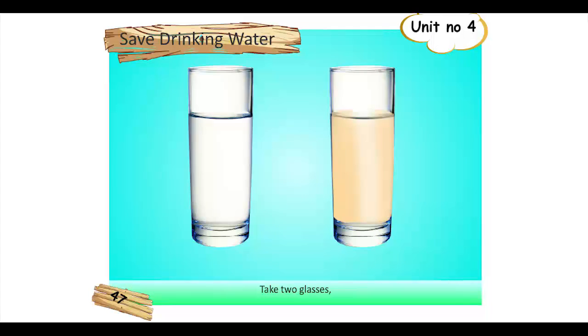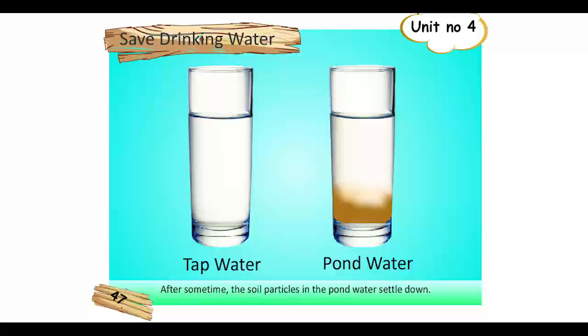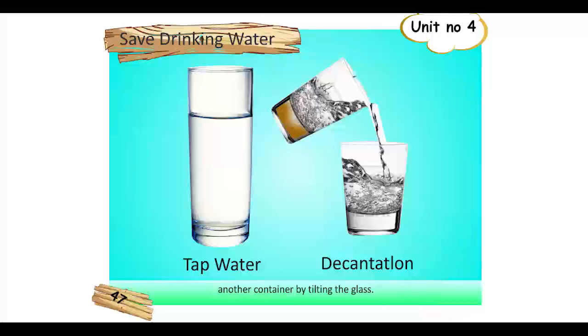Sedimentation. Take 2 glasses. Fill one with tap water and the other with pond water. The pond water consists of soil particles. Keep the 2 glasses aside. Tap water, pond water, sedimentation, decantation. After some time, the soil particles in the pond water settle down. This is called sedimentation. Gently drain off the upper clean water into another container by tilting the glass. This process is called decantation.